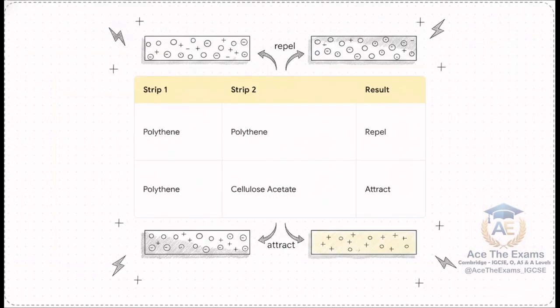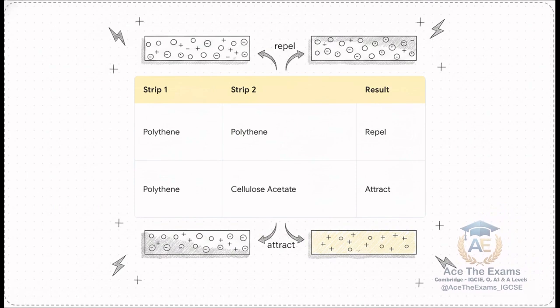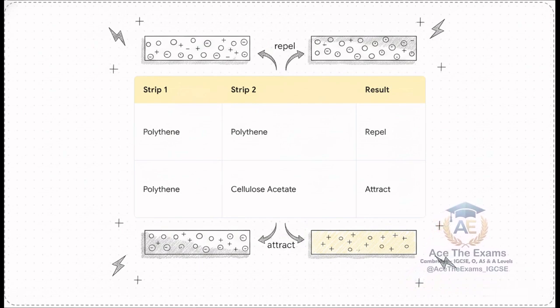And here is the exact evidence you need using the Cambridge syllabus materials: polythene and cellulose acetate. If you take 2 rubbed polythene strips and bring them together, the result is that they repel. However, if you take a rubbed polythene strip and a rubbed cellulose acetate strip, they attract. This table represents the physical, hard data you absolutely must use to back up the concept of positive and negative charges.